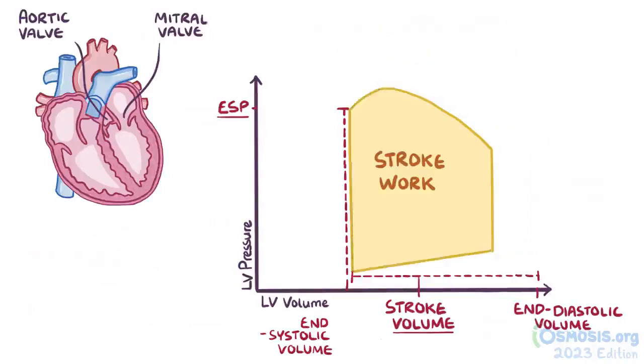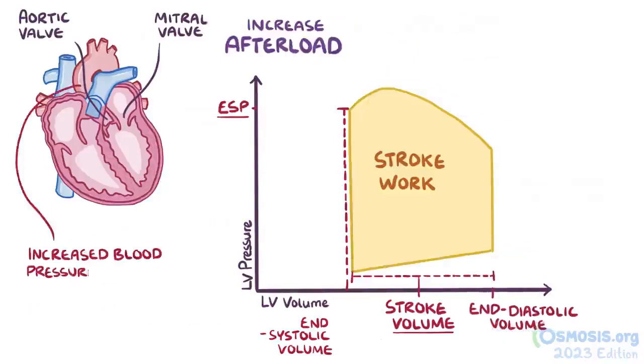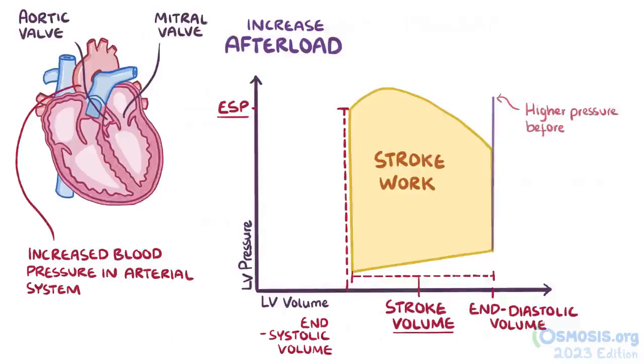Okay, now let's try out another change. Let's say we increase the afterload by increasing the blood pressure in the entire arterial system, including the aorta itself. That means that during isovolumetric contraction, the pressure in the left ventricle has to get higher than it was before because it needs to exceed the aortic pressure, which is higher. That's the only way we're going to get the aortic valve to open.